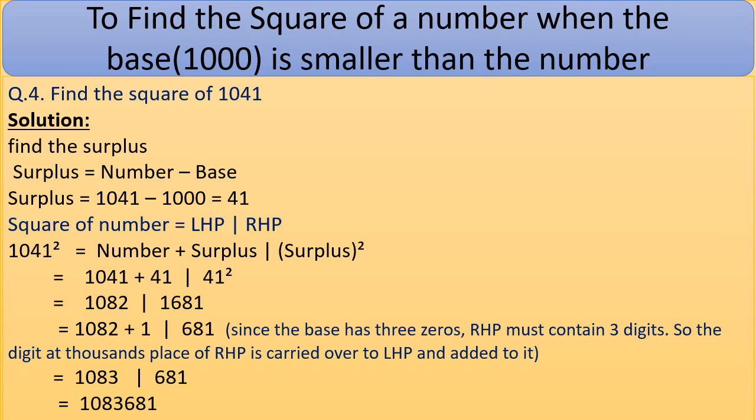So the digit at the thousands place of RHP is carried over to LHP and added to it. So 1 here will be added to LHP. So 1082 plus 1, and RHP will be 681. So our new LHP will be 1083 and RHP will be 681. Now we can combine this LHP and RHP to get the answer. So the answer is 1083681.